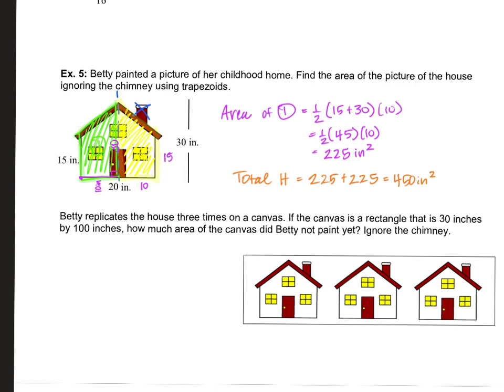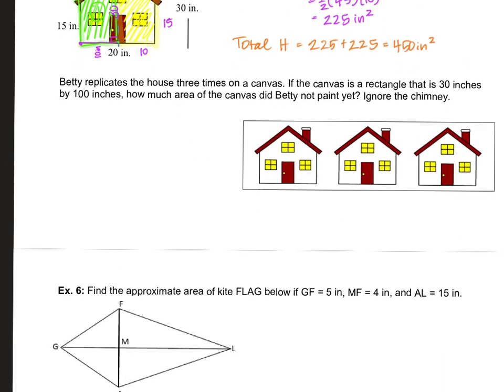Now on this guy, this is super similar to that one we did the other day. I'm not going to necessarily walk through the whole thing, but let's talk through it. It says that she now replicates this house 3 times on the canvas that is 30 by 100, and they want to know how much was not painted. Well, we could start by finding the overall area of this rectangular canvas, multiplying those. And we just found that the area of a single house was 450, and there are 3 of them.